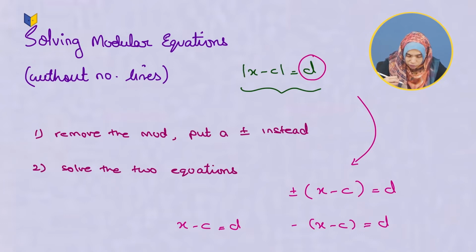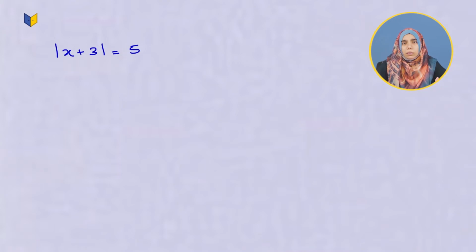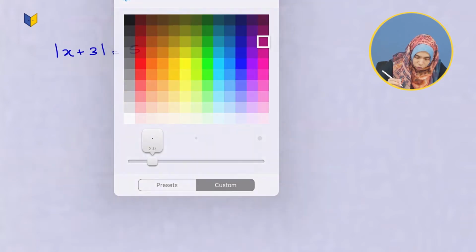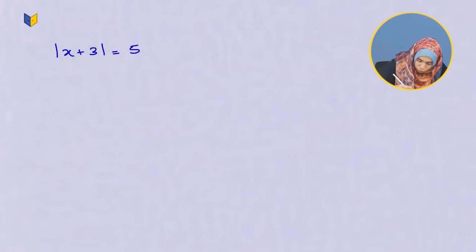Let's try and use the second approach, this other approach we just discussed, to solve a few equations. So for instance, the equation we have is mod x plus 3 equals 5. Now this is a simple equation. You can use number line, you can use the approach we just discussed. So if you want to use the current approach, what we have to do is remove the mod, put a plus minus on the entire side.